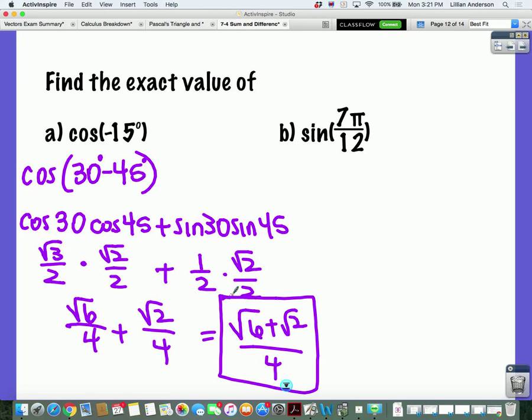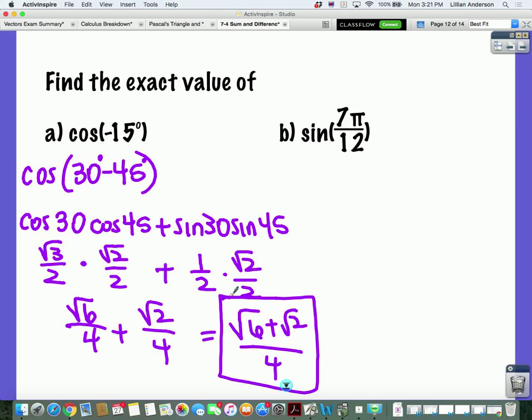So again, the trick is to figure out what two angles are either going to add to give you that number or subtract to give you that number, and then you use the identity. Does it matter which numbers you use? No, because I could have used 45 degrees and 60 degrees, and that still would have given me the same answer.